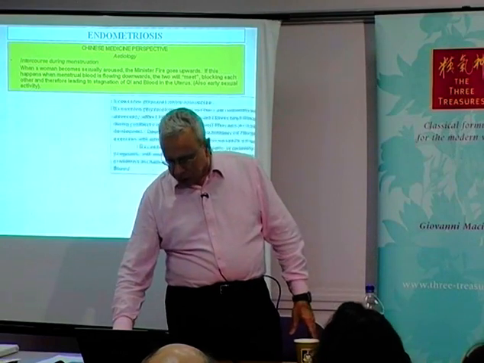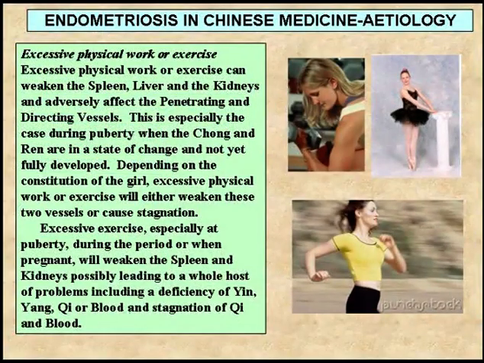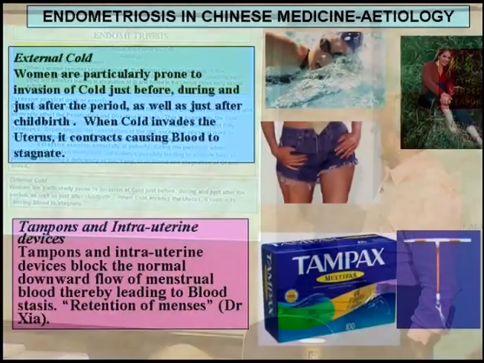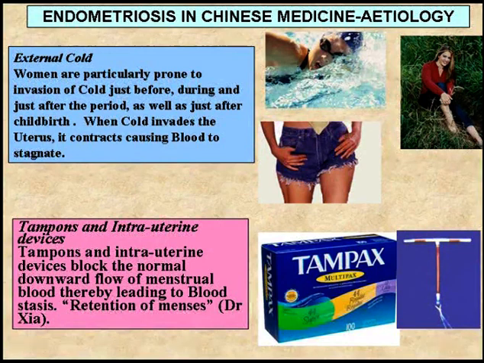Okay, another cause is excessive physical work or exercise, which may weaken kidney yang and weaken the Chong and Ren. External cold is a very important etiological factor. Cold easily invades the uterus around puberty time and also during each period. It is a very common cause of blood stasis in women, especially young girls with painful periods, nearly always due to this. External cold invading the uterus.